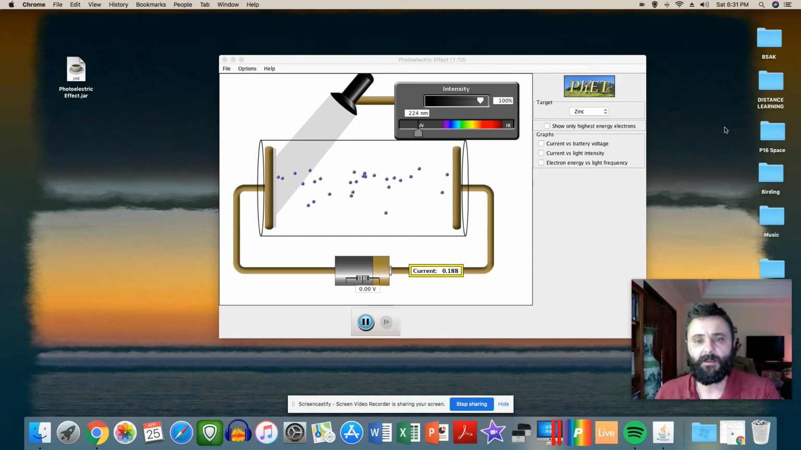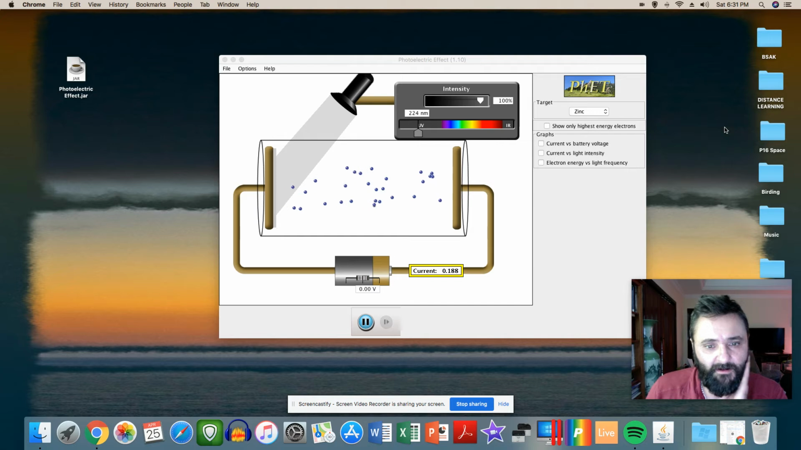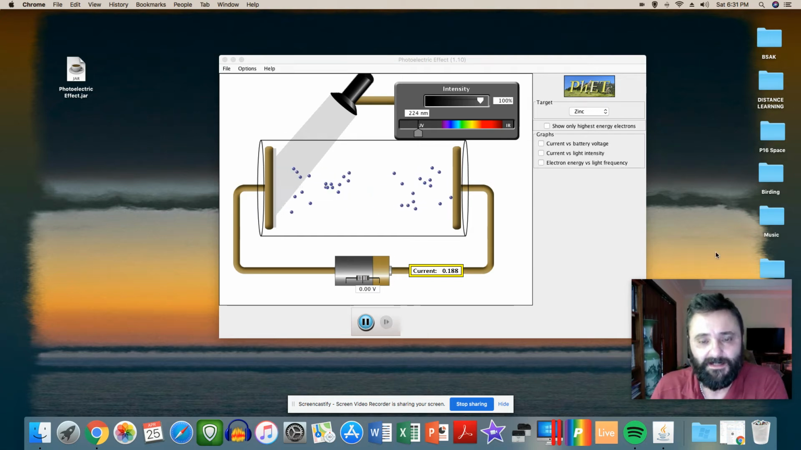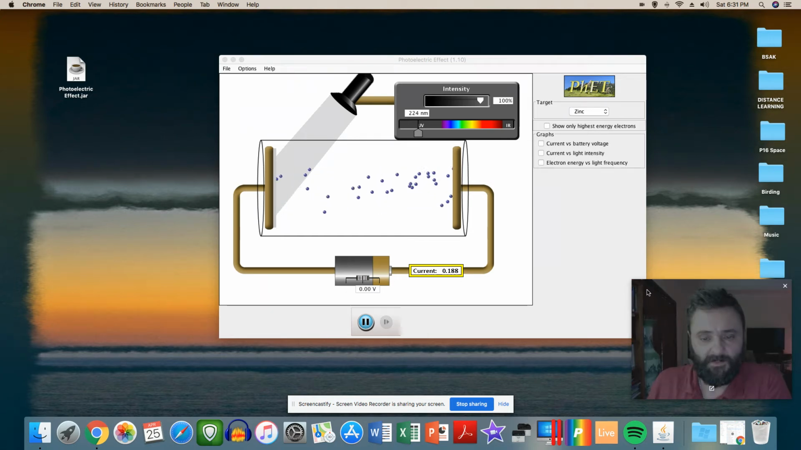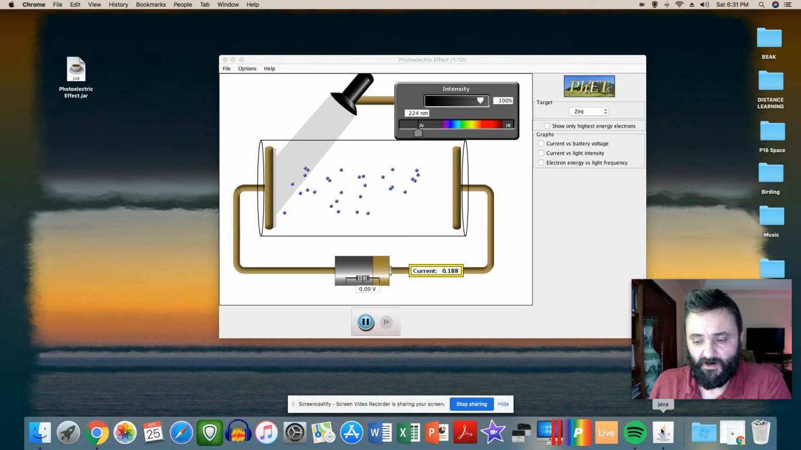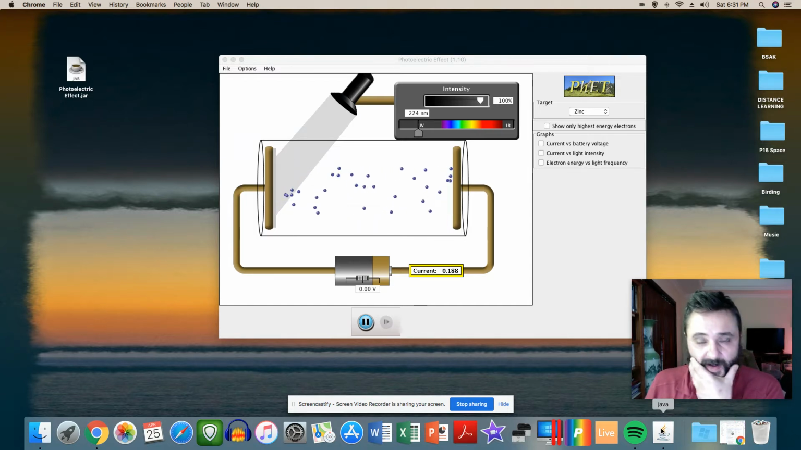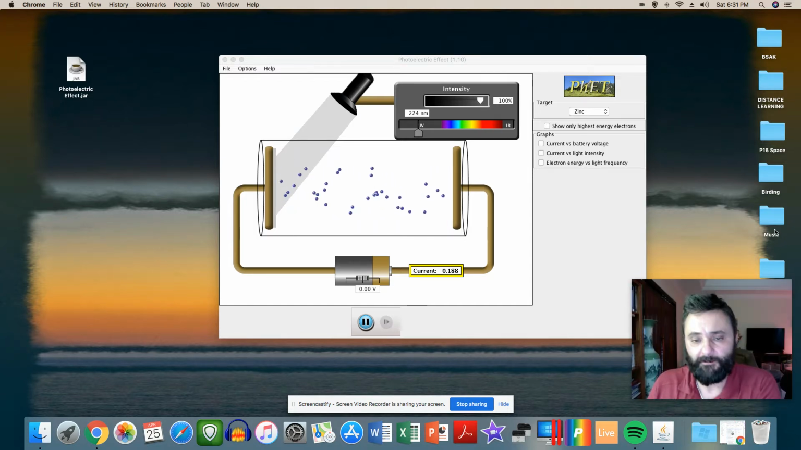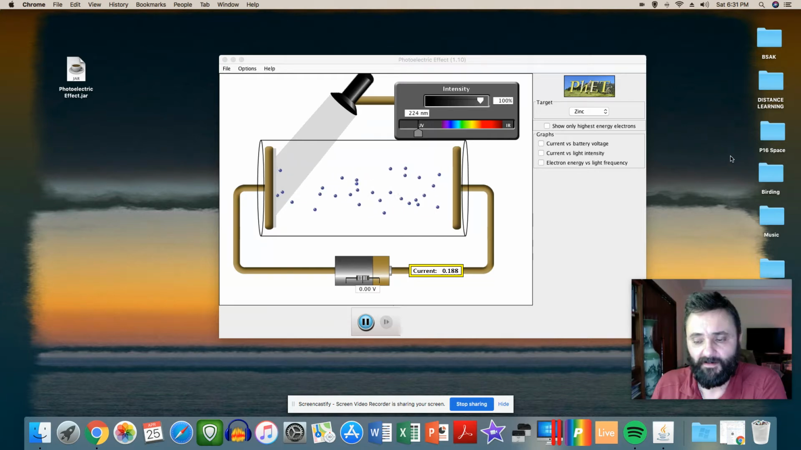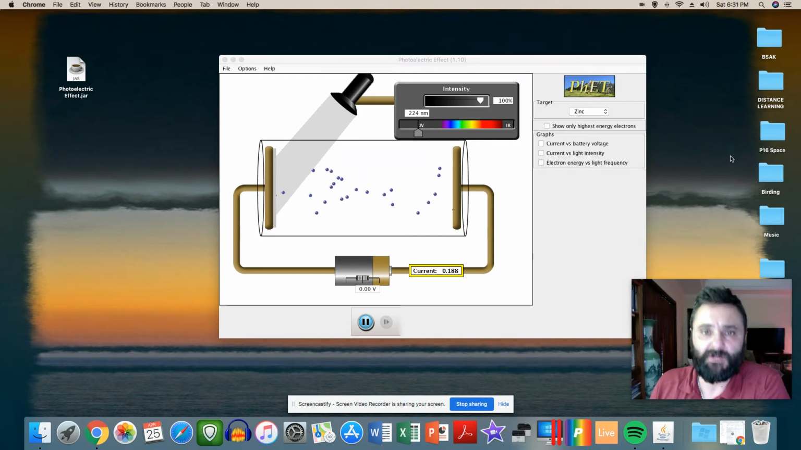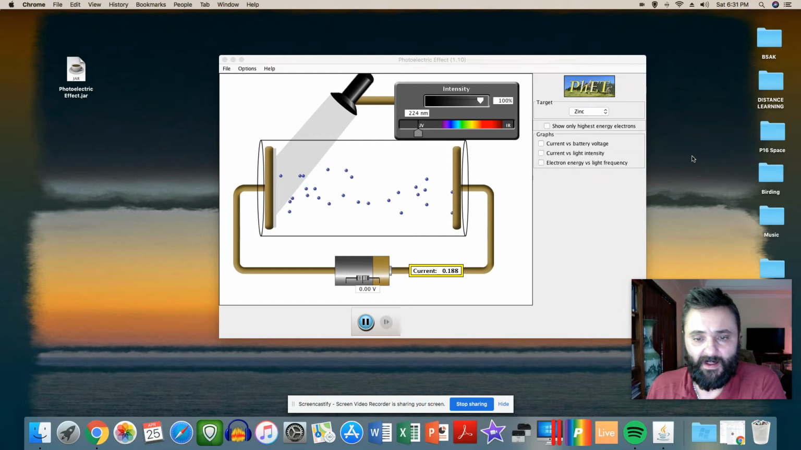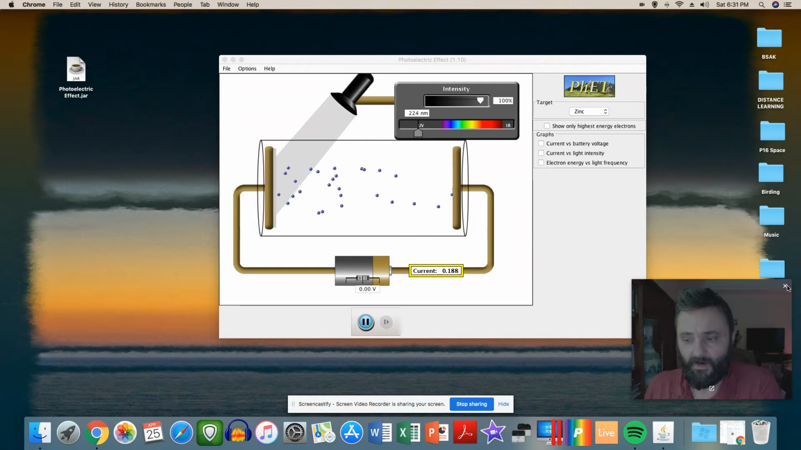Right, hello, year 12. I'm on my iMac now. This is not a Chromebook, because I wanted to show you this animation, which is a Java animation. We're going to have a play with this in the next lesson, I think, but I think this perfectly helps explain the stopping potential and how photocells work. So let me quickly run you through this.